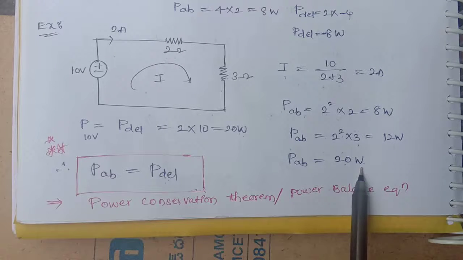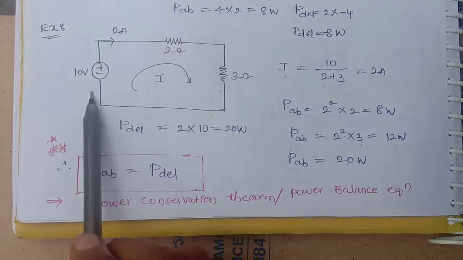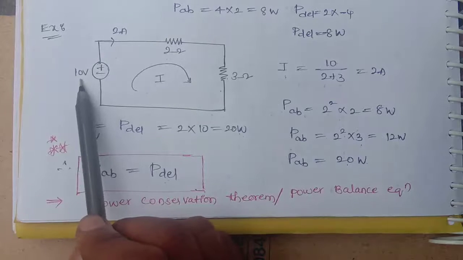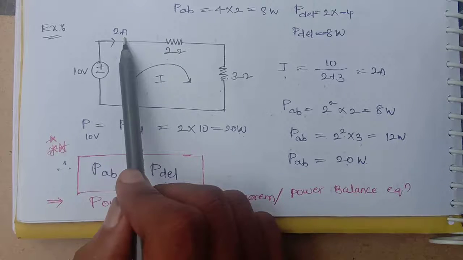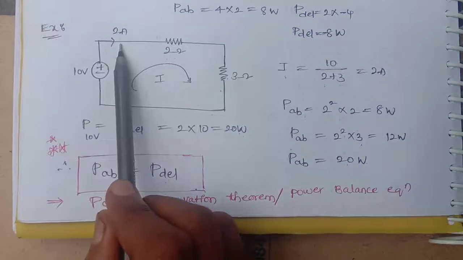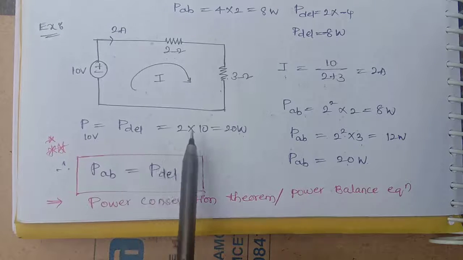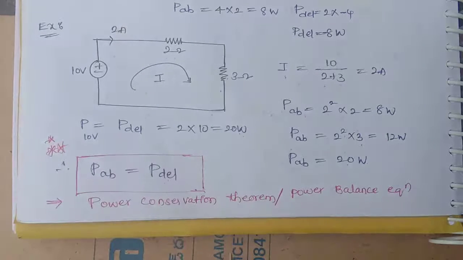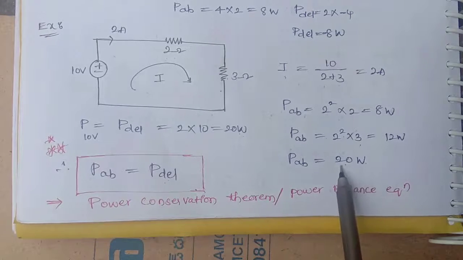Now come to here. If we want to find the power delivered by the circuit, it will become this 10 volts into this 2 ampere. The power delivered by the 10 volt voltage source is equal to 2 into 10, that will become 20 watts. Now here you can see that the total power delivered is 20 watts and the total power absorbed is also 20 watts.